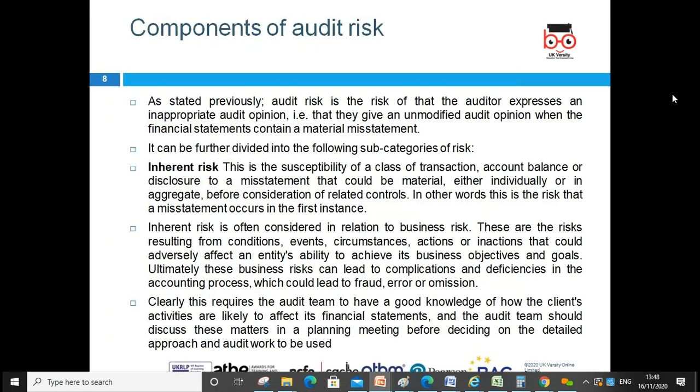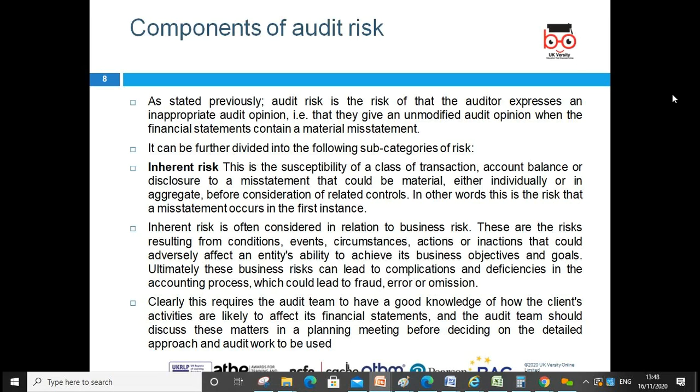Okay, the components of audit risk. As stated previously, audit risk is the risk that the auditor expresses an inappropriate opinion. Here we're not looking at the business risk; audit itself is a risk. It can be further divided into the following subcategories of risk.